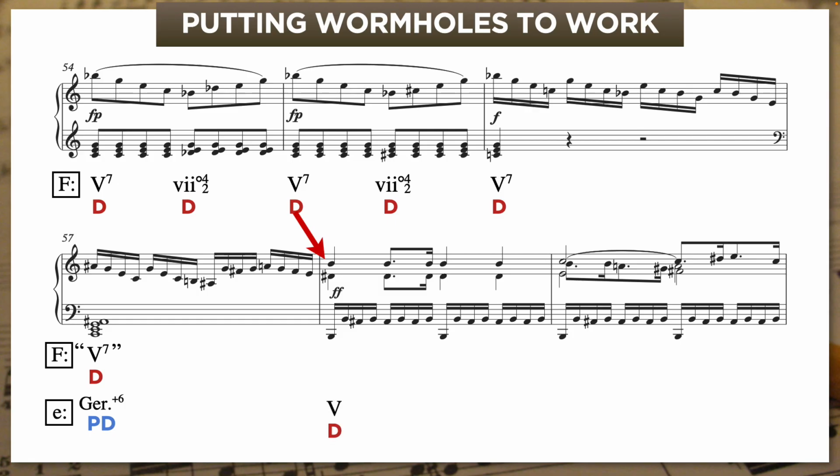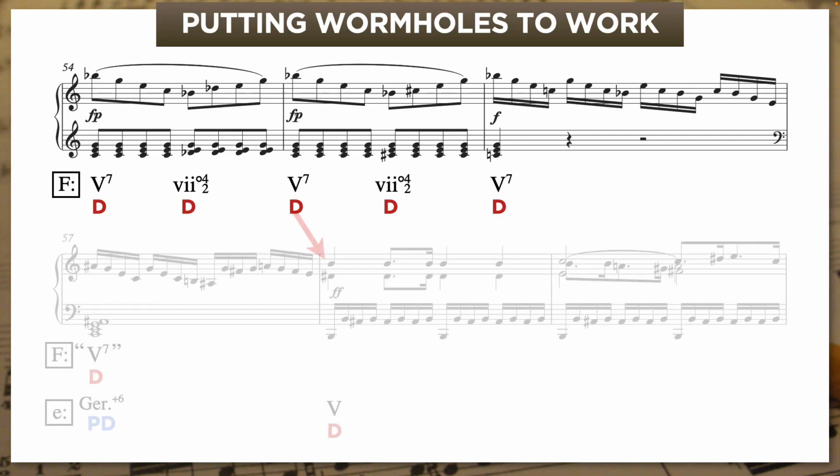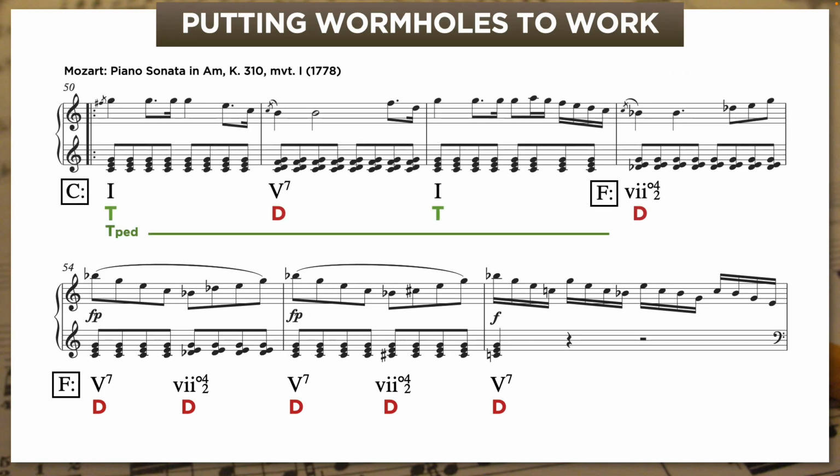So again, instead of this, we get this. And with that rewrite, he arrives at the version of the sonata that we all know and love, where F minor never materializes, and instead we get a long, supercharged 5 of E minor.